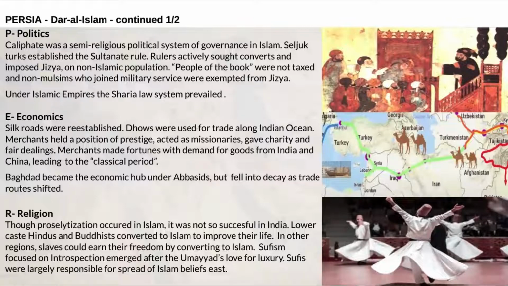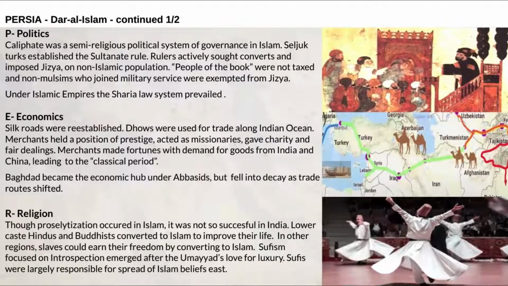Economics. The Silk Roads were re-established, stretching from West Africa and the Middle East to China. Dhows with slender hulls were used for trade along the Indian Ocean trade routes. Merchants held a position of prestige, acted as missionaries, and gave charity and fair dealings. This led to urban prosperity as merchants made fortunes with demands for goods from India and China, leading to the Classical period. Baghdad became the economic hub under the Abbasids, but as the trade routes shifted north, Baghdad fell into decay.